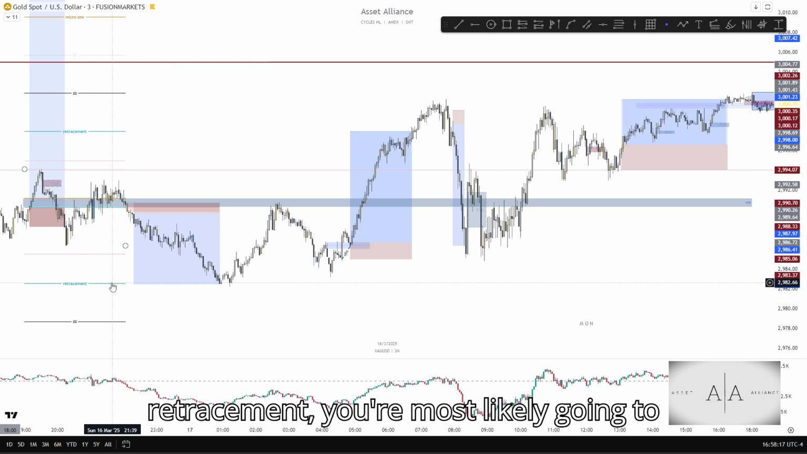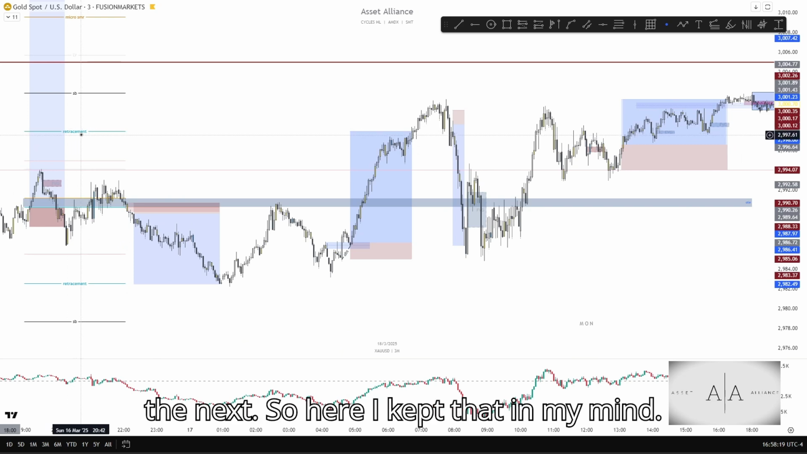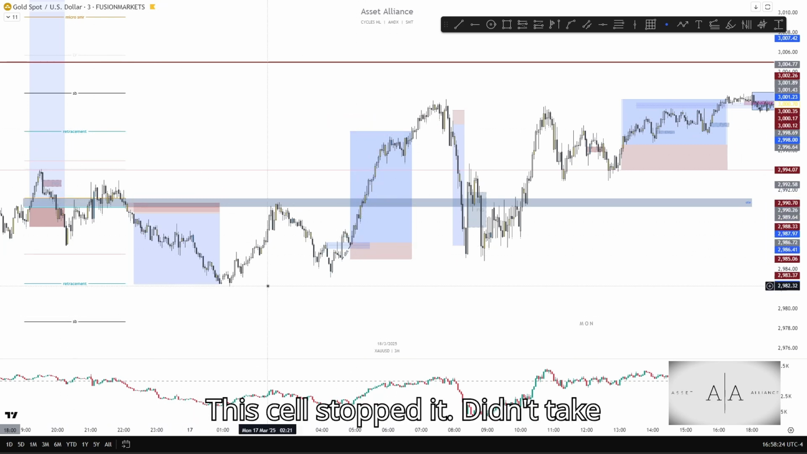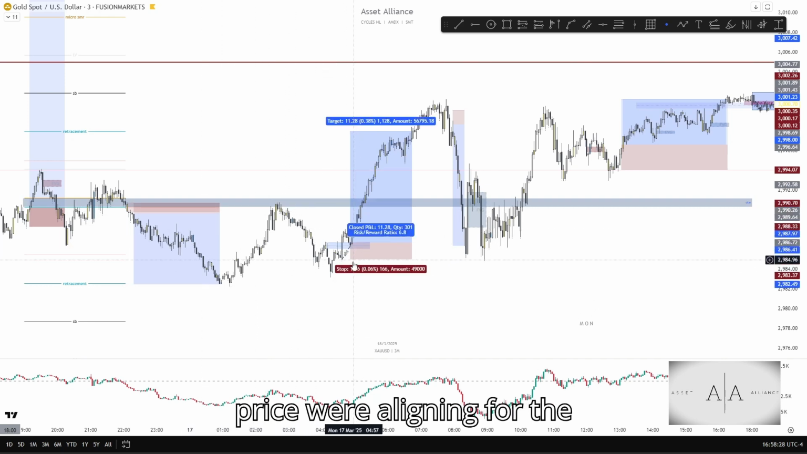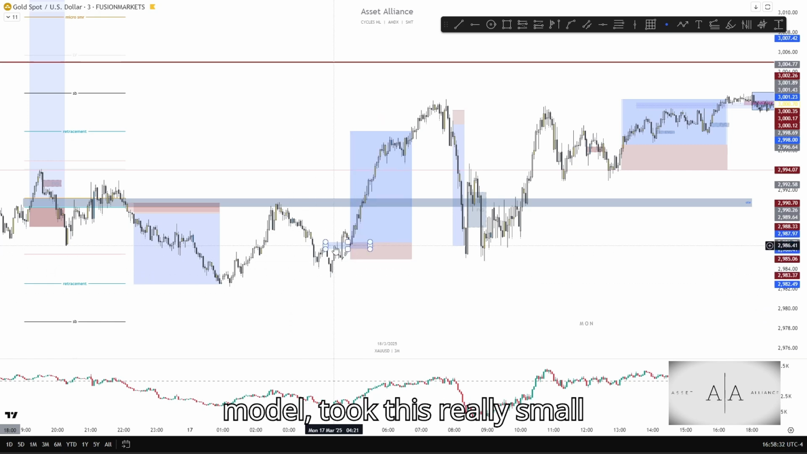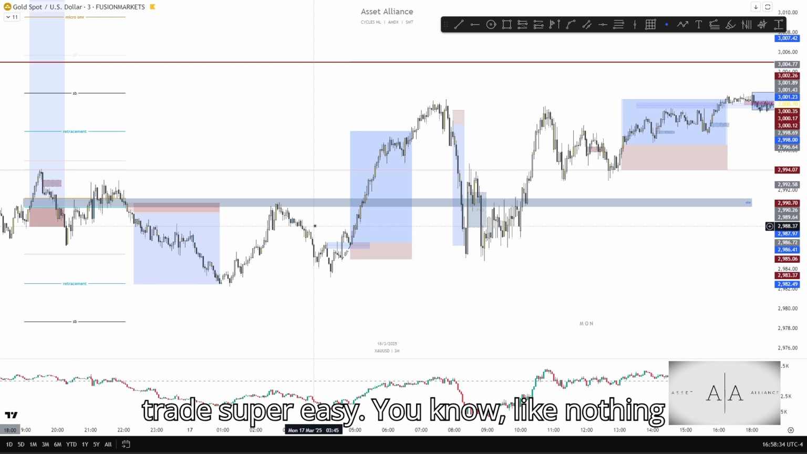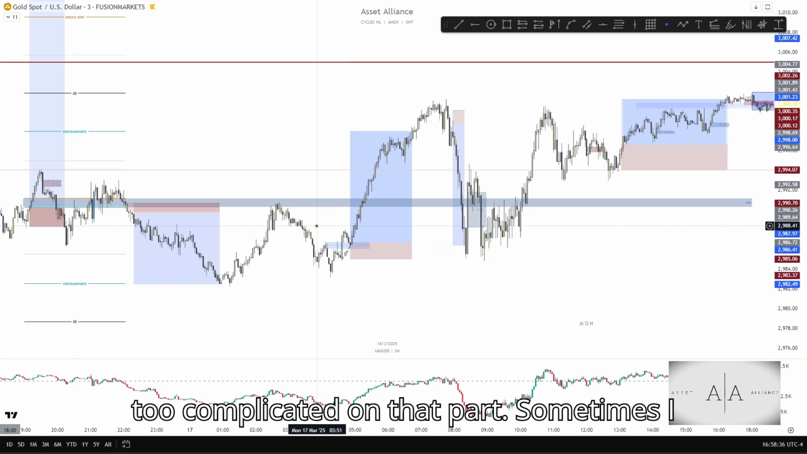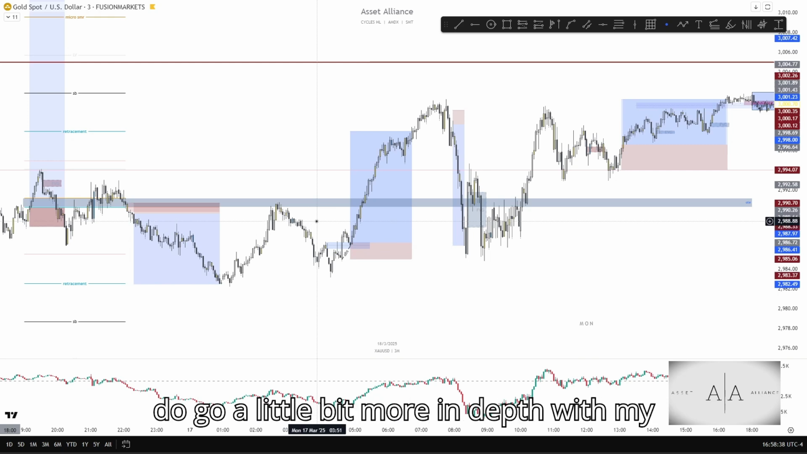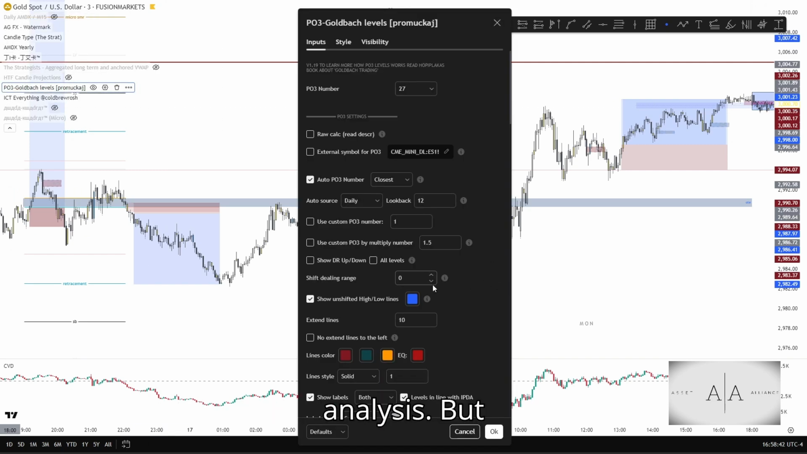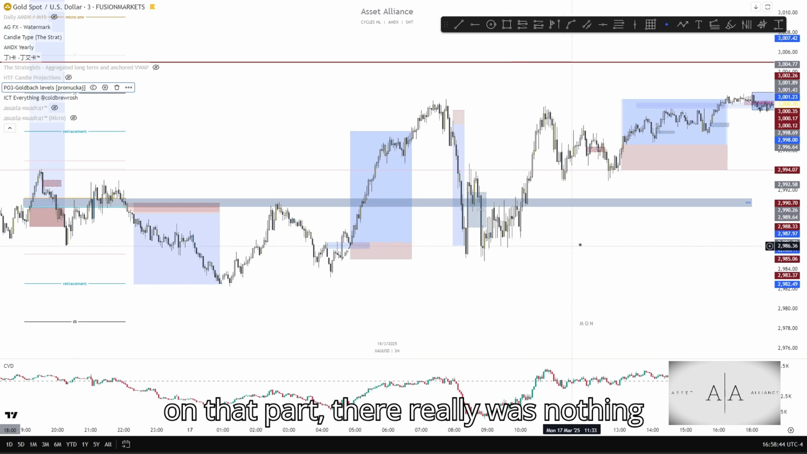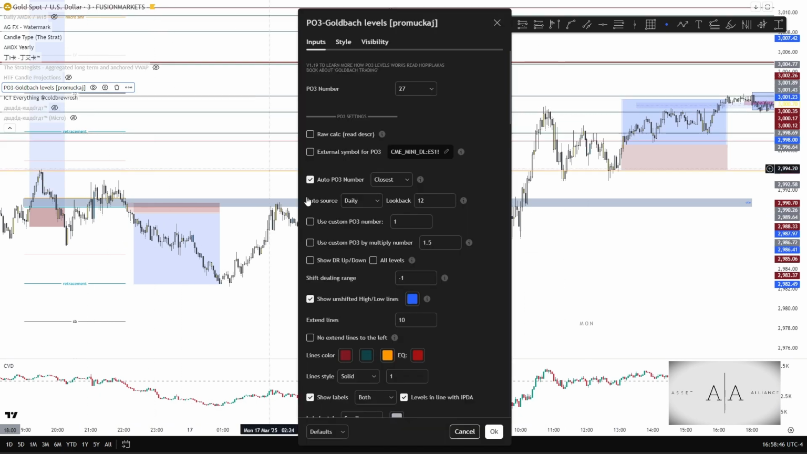If you reject the retracement, you're most likely going to the next. So here I kept that in my mind. This sell stopped it. Didn't take anything here. Now once time and price were aligning for the model, took this really small trade, super easy, nothing too complicated on that part. Sometimes I do go a little bit more in depth with my analysis, but on that part there really was nothing all that dangerous.